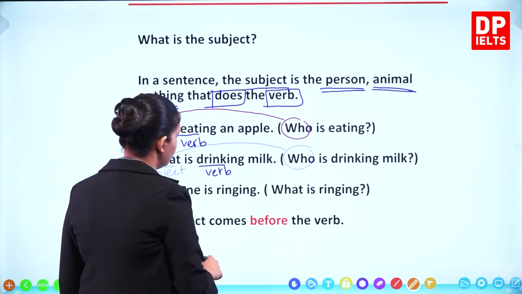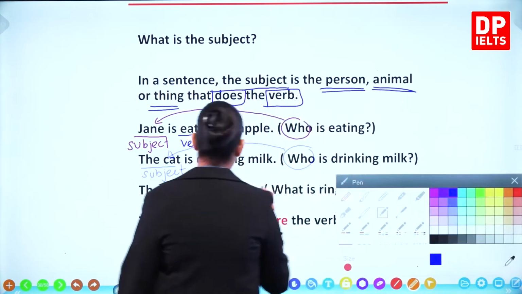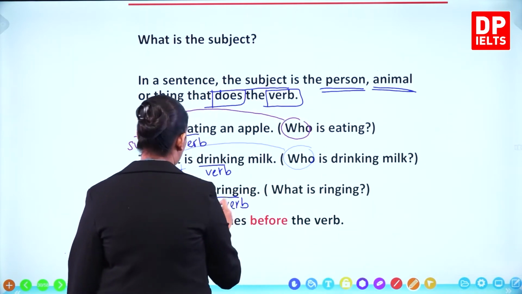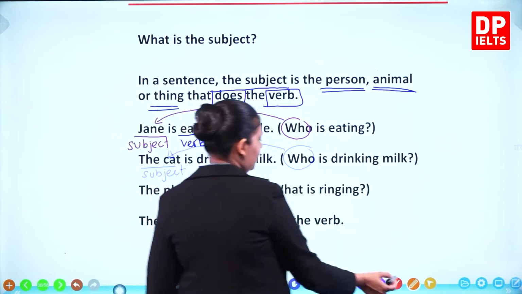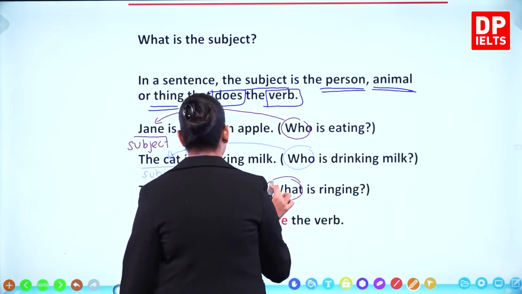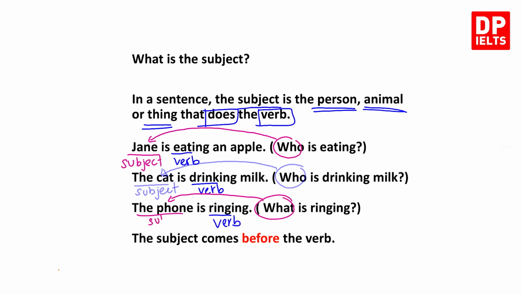The phone is ringing. So let's have a look at it. Verb is ring. What is ringing? The phone. So that is a thing. Okay, so subject.